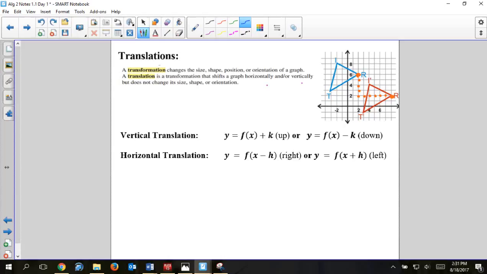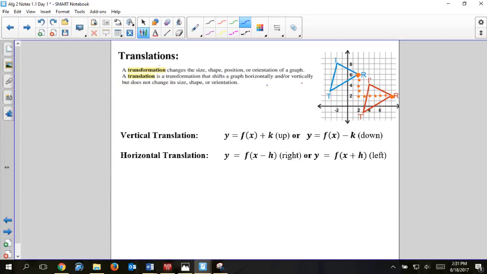So today we're just going to talk about translations. A translation is the kind that we could slide left or right, or we could slide up or down. But when we do the sliding, you're using the word translate, because that is our mature Algebra 2 vocabulary you're learning. Okay, translate. It means slide.